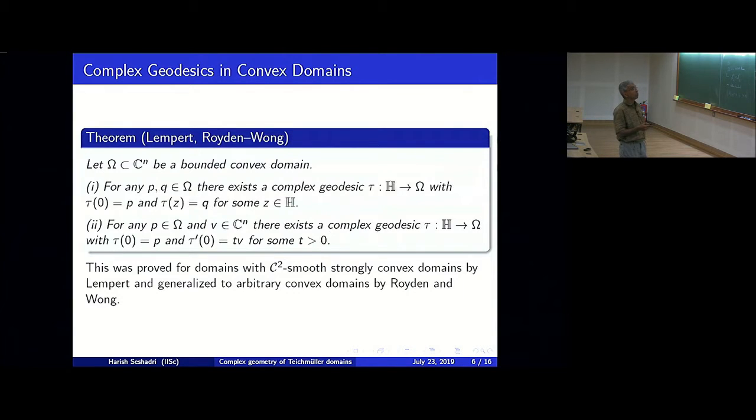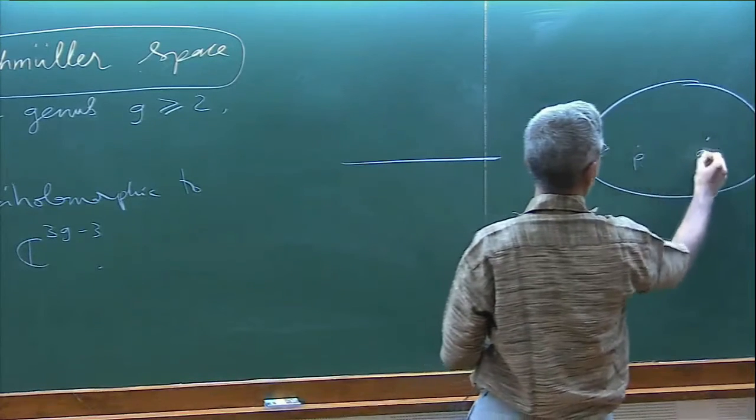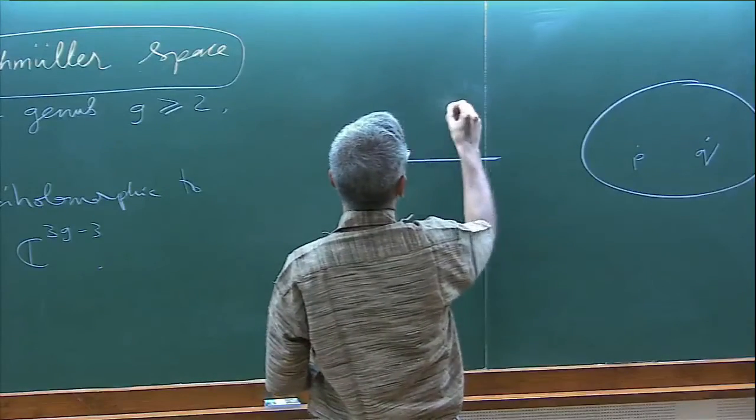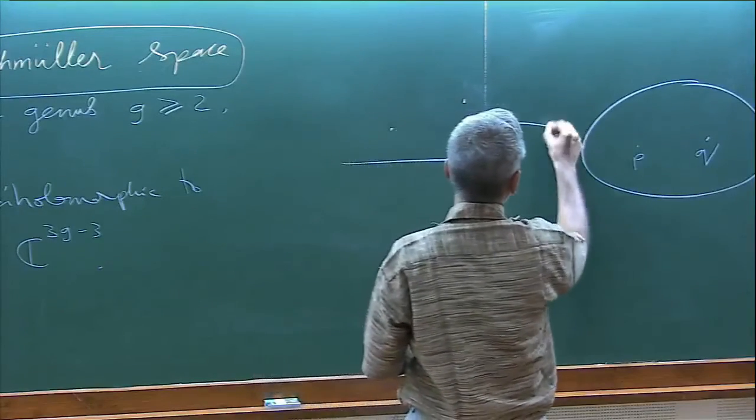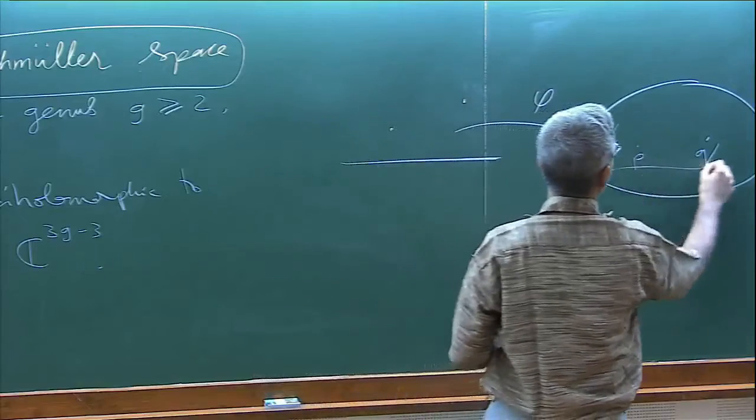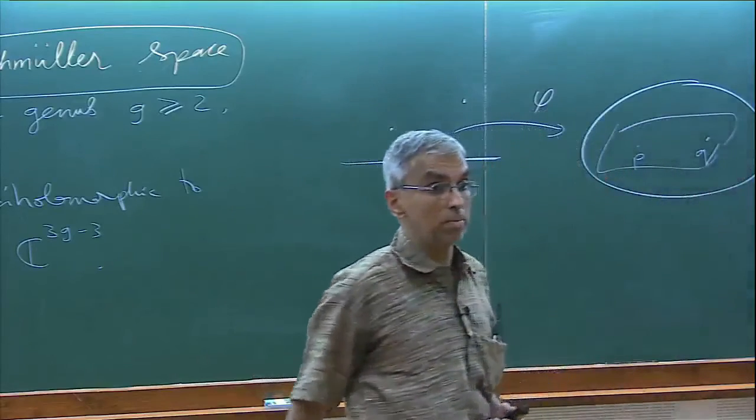Well, here's what I mean by abundantly many complex geodesics. Two natural things happen. Namely, if you're given two distinct points, then there is a complex geodesic passing between those two. That's all that I'm saying. So here's your convex domain and you have 2 points. Here's the upper half space. So we can find a complex geodesic which contains these two in its image.